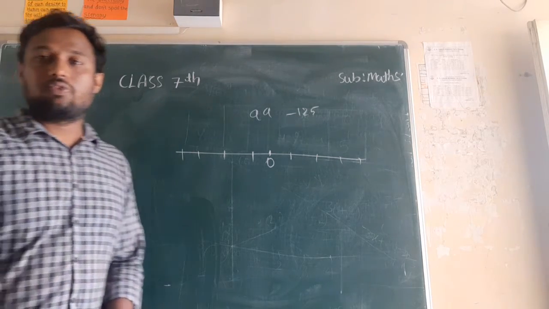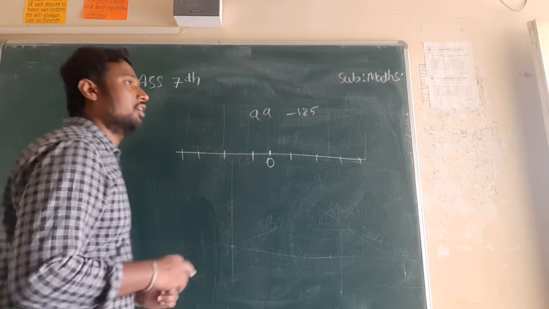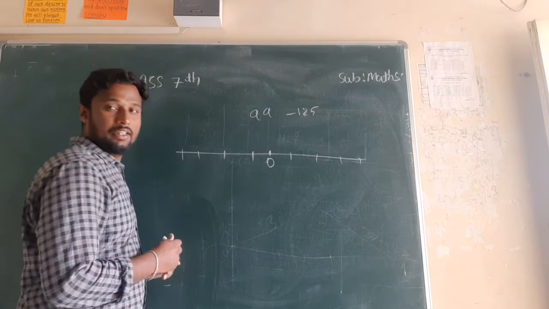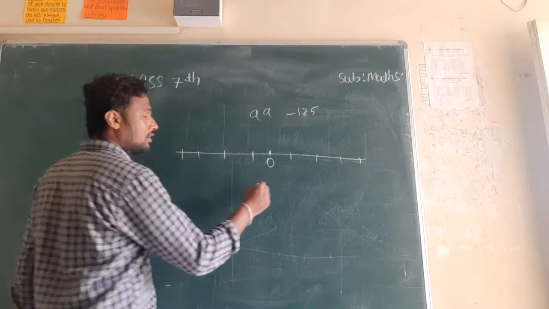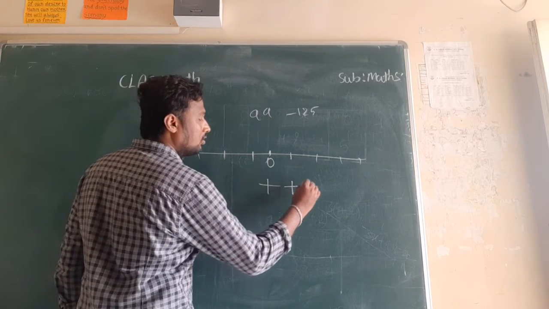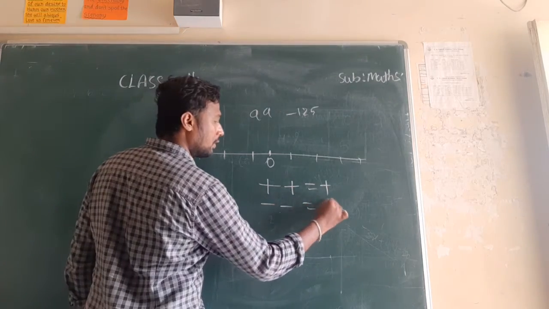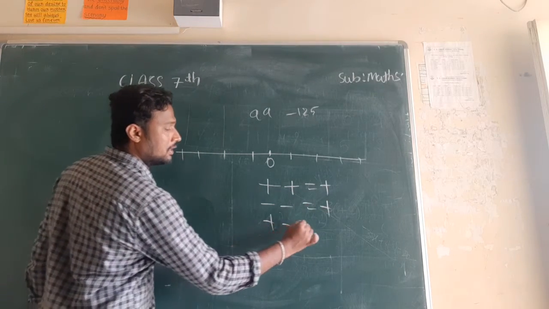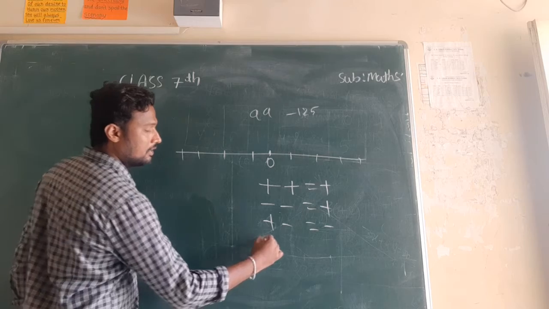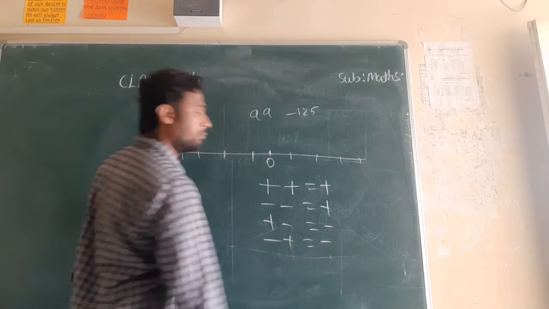Okay? So for that, I told you a formula for calculating integers. What is that? Always plus into plus equals plus, minus into minus equals plus, plus into minus equals minus, and minus into plus equals minus.